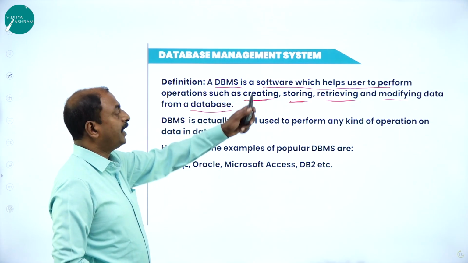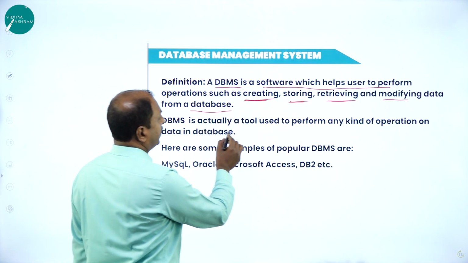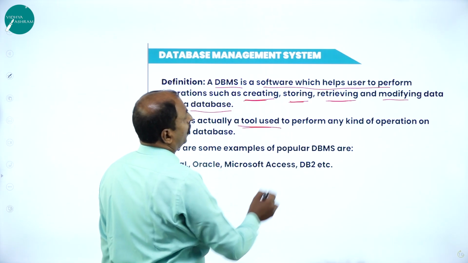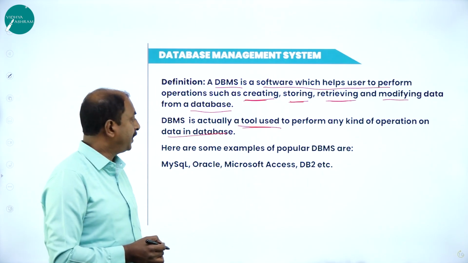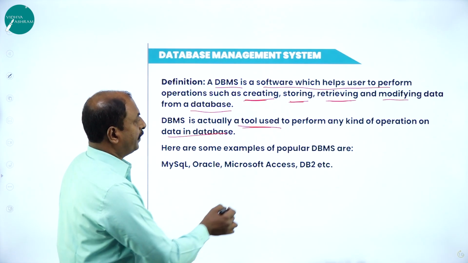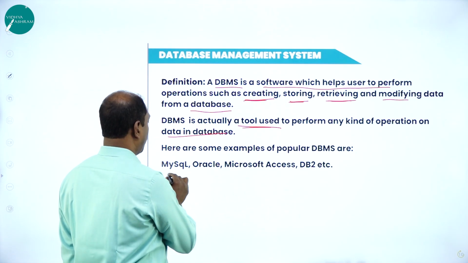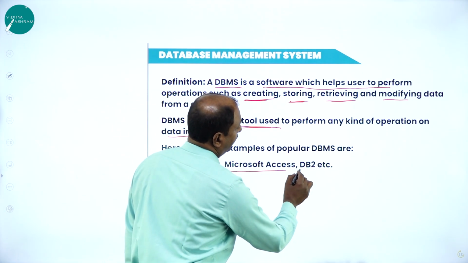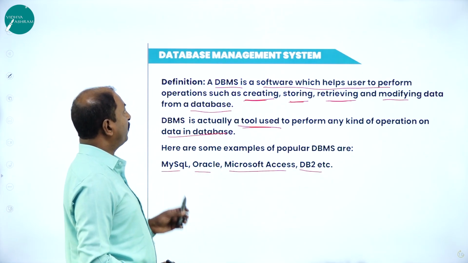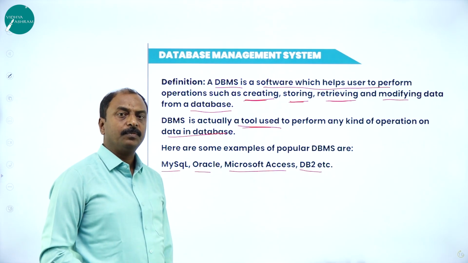So a DBMS is software. It is actually a tool used to perform any kind of operations on data in a database. Some examples of DBMS software are MySQL, Oracle, MS Access and DB2. These are a few examples of database management system software.